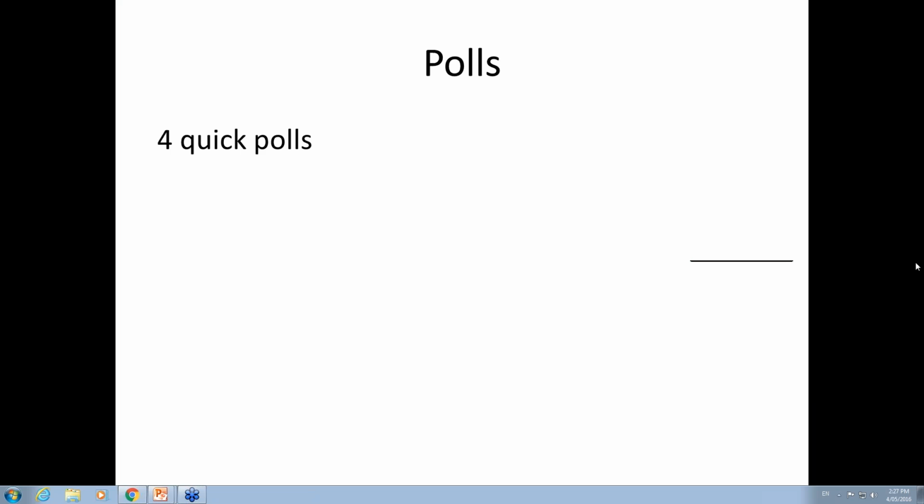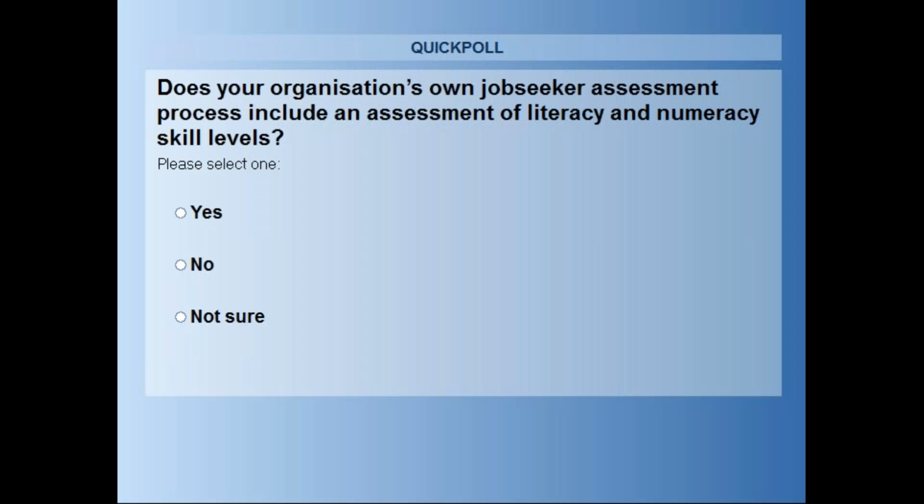Okay, thanks everyone. Now the next question is for everyone online in jobactive, DES and TTW. So here's the question. Does your organisation's own job seeker assessment process include an assessment of the literacy and numeracy skill levels of job seekers?